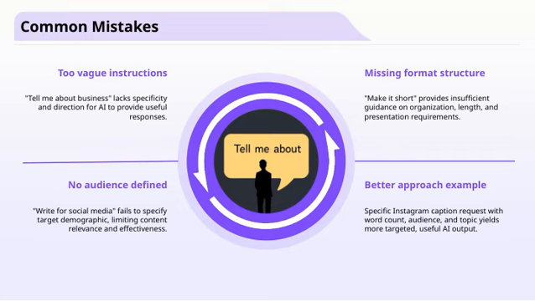A better approach is to be specific. For instance, instead of a vague request, you could ask for a particular Instagram caption with a clear word count, a defined audience, and a focused topic. This way, the AI can produce a more targeted and useful response. The key takeaway here is that clarity and detail in your instructions lead to better results, which ties back to our overall theme of crafting effective prompts to get the best out of AI.